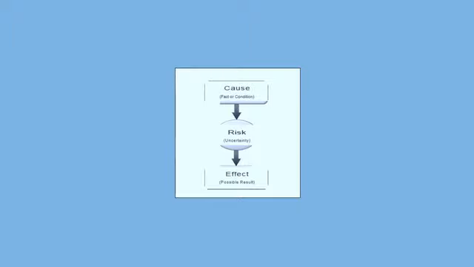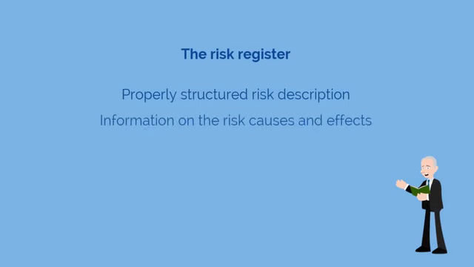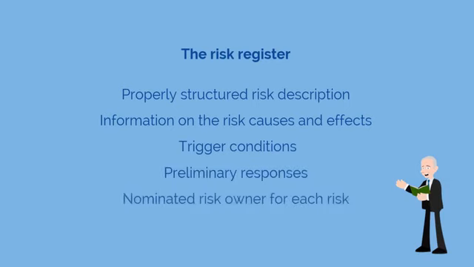After identifying the techniques, the next part is to document the results of the Identify Risks process. The risk register documents all relevant information about identified risks, including a properly structured risk description, information on the risk causes and effects, trigger conditions, preliminary responses, and the nominated risk owner for each risk.